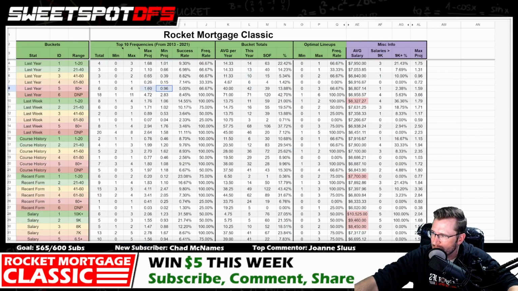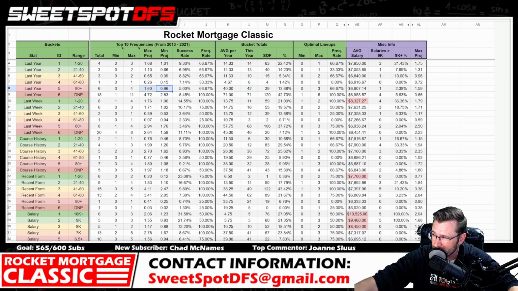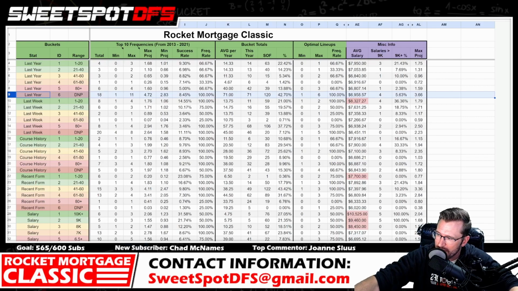And then you have 0 to 2 for last year 5s as well. These are missed cuts from last year. Doesn't prove to be a very successful bucket, so you should watch out for that. 2 out of 5 for last year 6s, so did not play last year. That's a really interesting one.